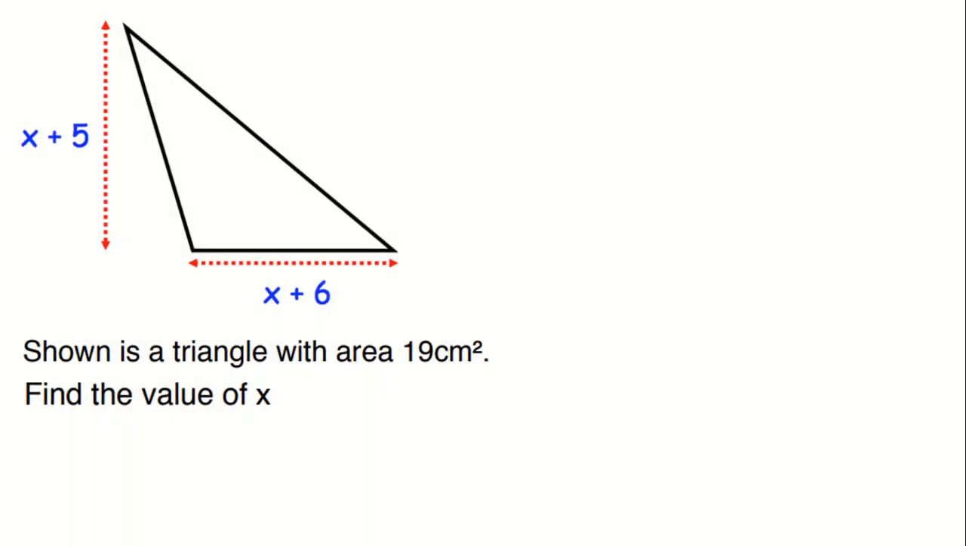So today's question is, shown is a triangle with area 19 centimeters square. Find the value of x. Now as you can see, there's a base and a height given, that is x plus 6 and x plus 5. And when it talks about area of the triangle, you are supposed to first of all figure out the formula for area of triangle, that is half BH. B is the base, h is the height.